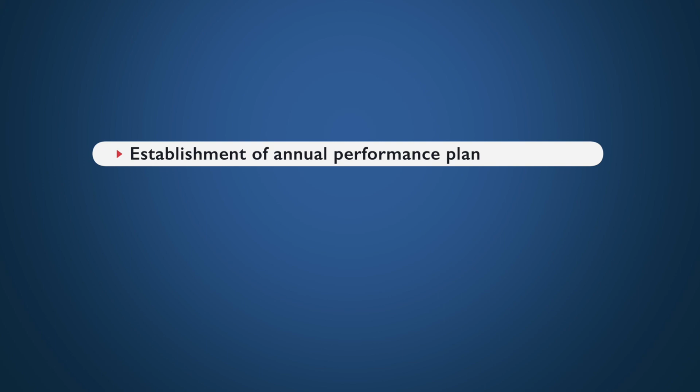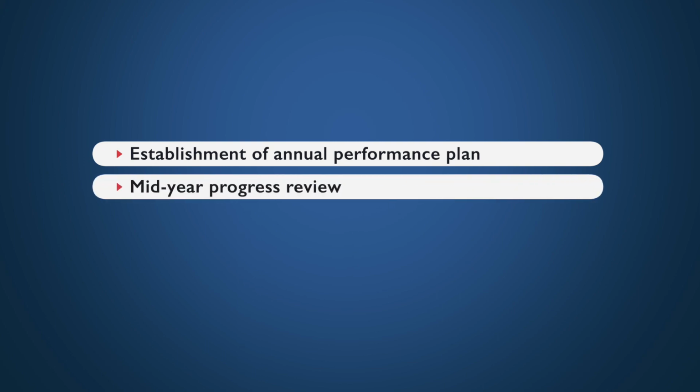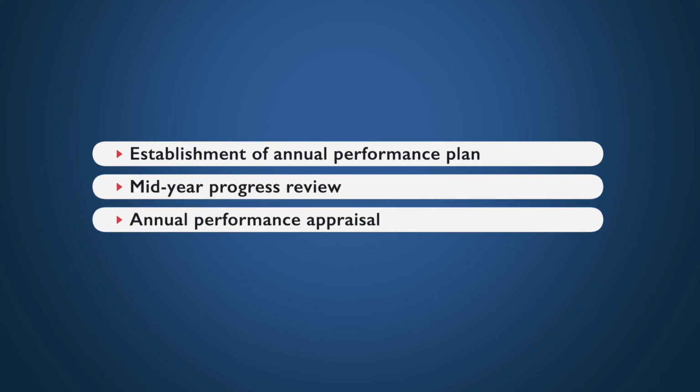Performance is rated on an annual cycle and, at a minimum, there are 3 annual milestones: the establishment of your annual performance plan, a mid-year progress review, and an annual performance appraisal. Regular communication with your supervisor regarding your performance is strongly advised, as it will help ensure you have a clear understanding of your supervisor's expectations and that your supervisor is kept aware of any performance barriers you are facing.